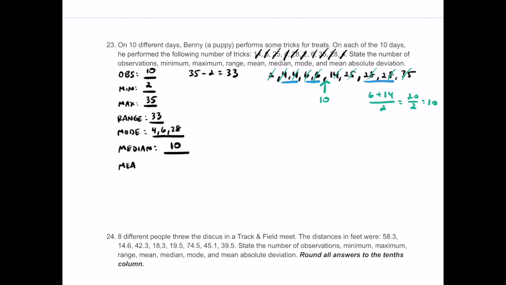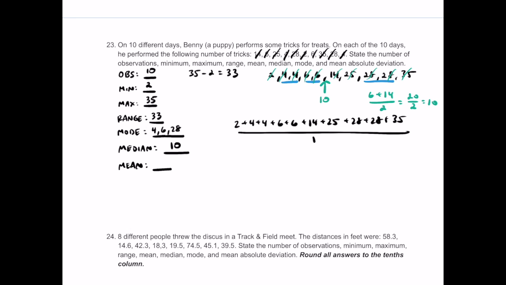Now, if we're going to find the mean, we're going to have to add up all these numbers and divide by 10, right? So we can go ahead and do that and say 2 plus 4 plus 4 plus 6 plus 6 plus 14 plus 25 plus 28 plus 28 plus 35, and divide that by 10, right? So let's see, that is going to be, I think, 152. 152 divided by 10, that's just going to be 15.2 because you slide the decimal over. So we know the mean here is going to be 15.2.